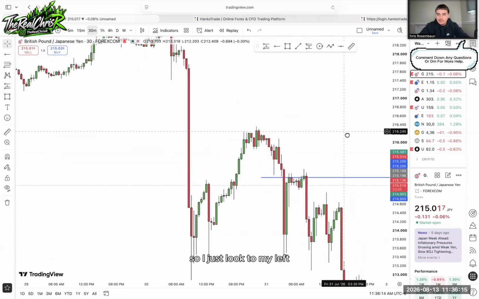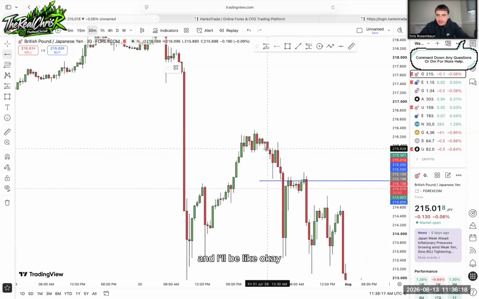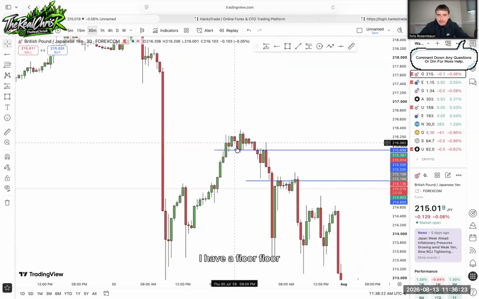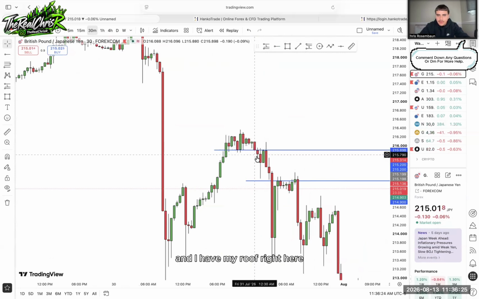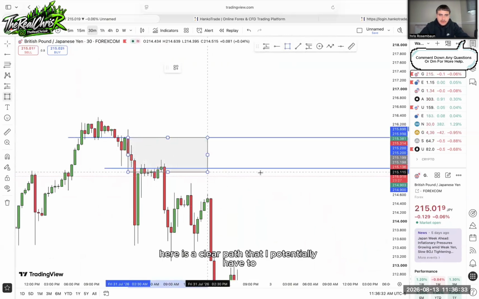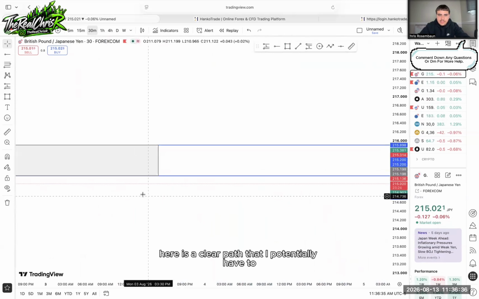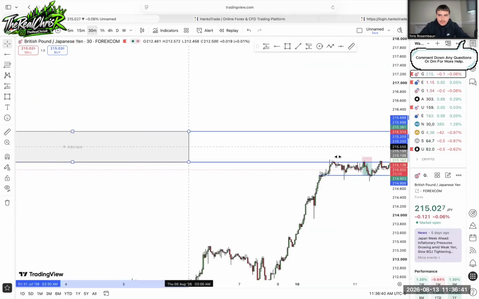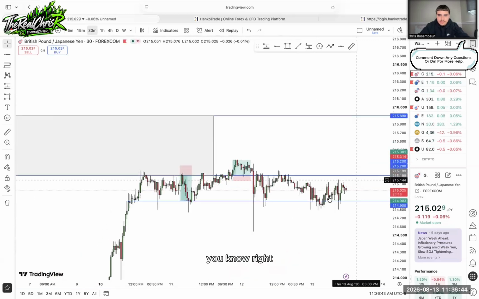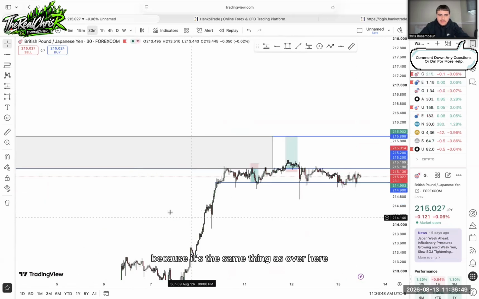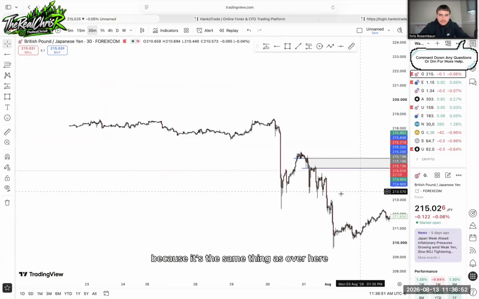So I just look to my left and I'll be like, okay, right here at this price, I have a floor, and I have my roof right here. So you could see that all right here is a clear path, the space that I have to move, you know? So technically that would be my take profit because it's the same thing as over here.